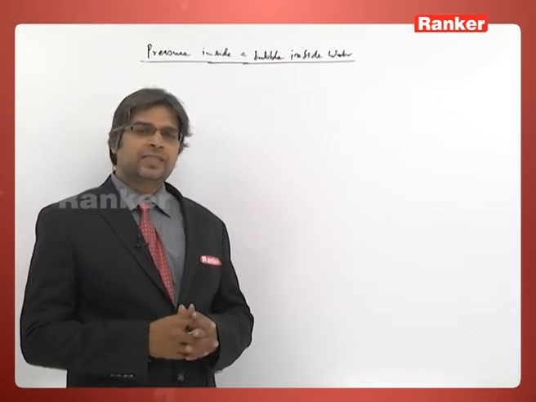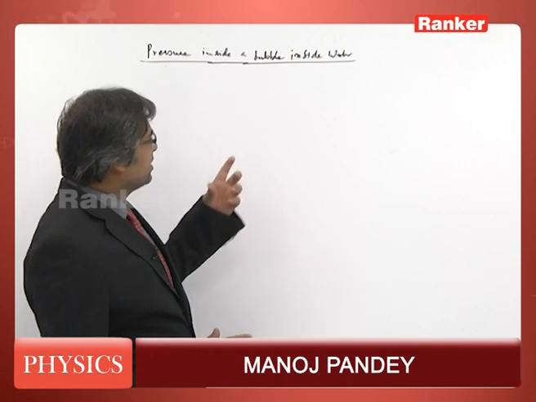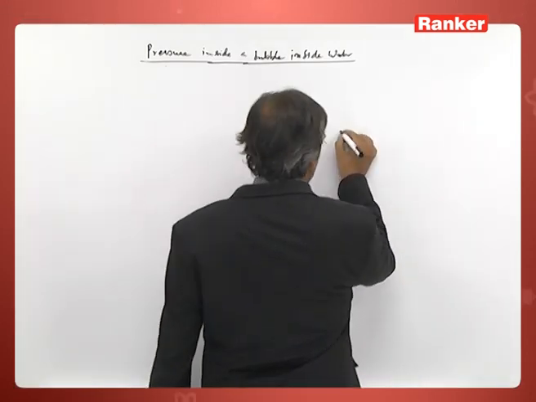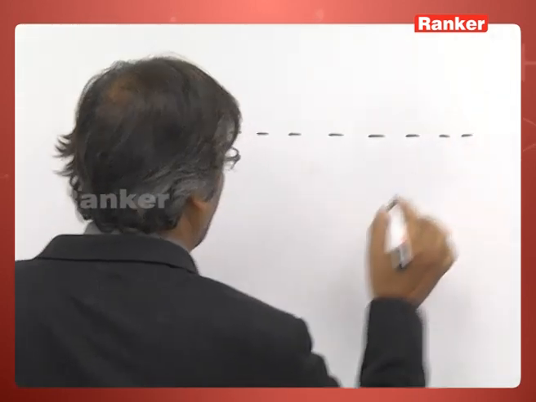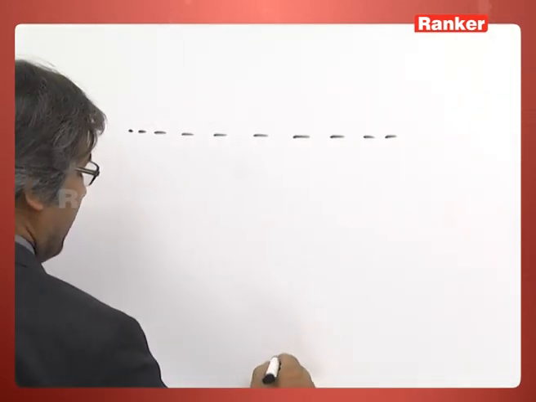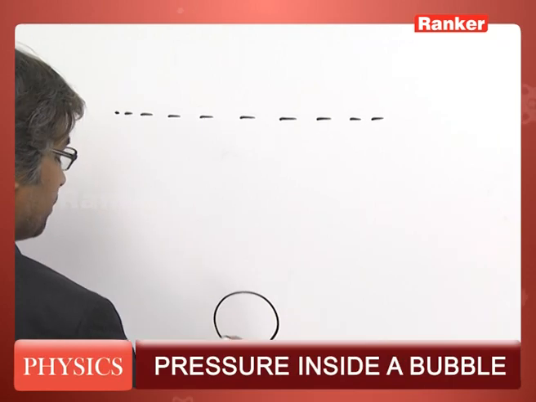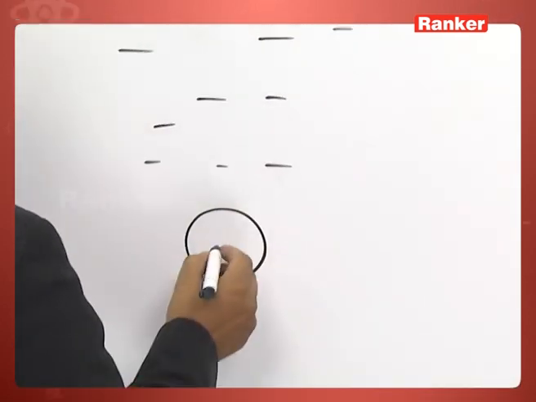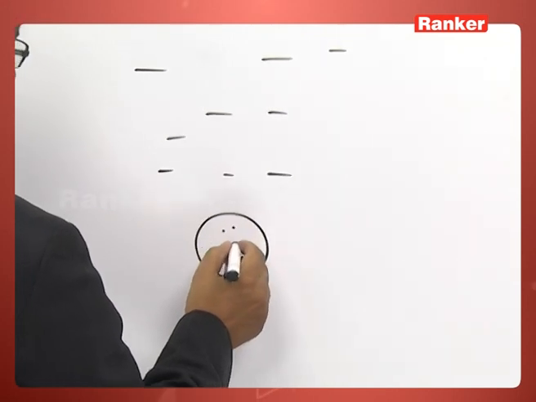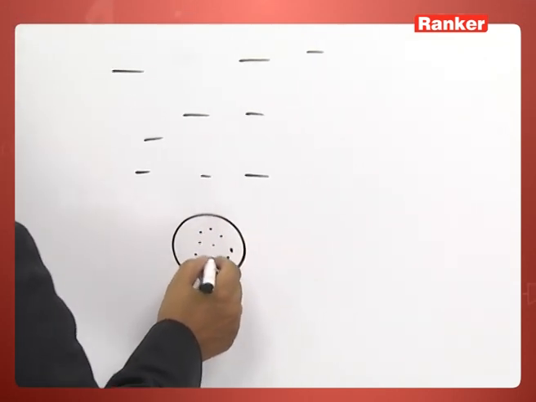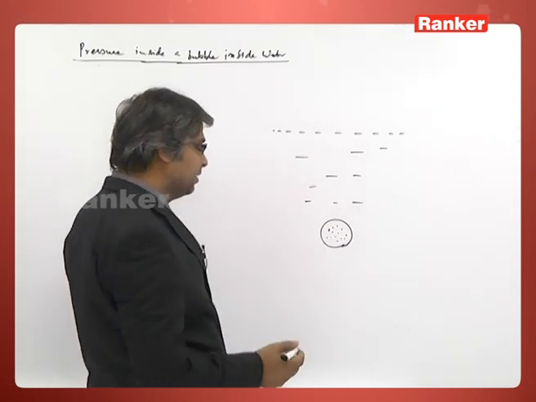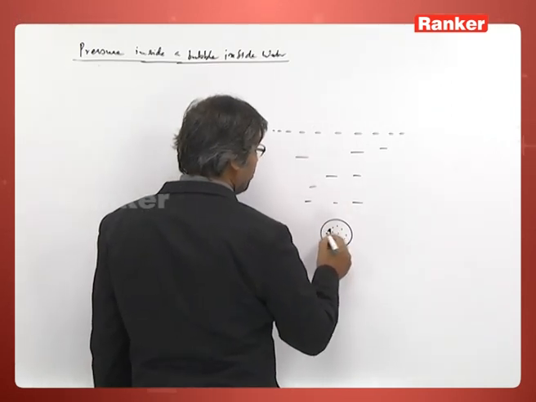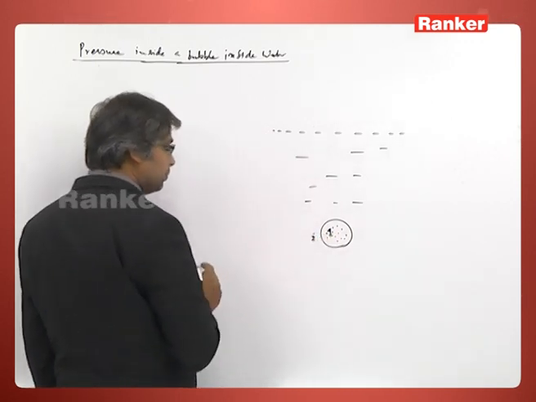Now, let us see what is the pressure inside a bubble formed inside water. So, we have a surface of water and we have a bubble here. Everywhere we have water, and you see inside it is air. So, a bubble means this is a cavity with air inside it. So, take point 1 and another point 2.